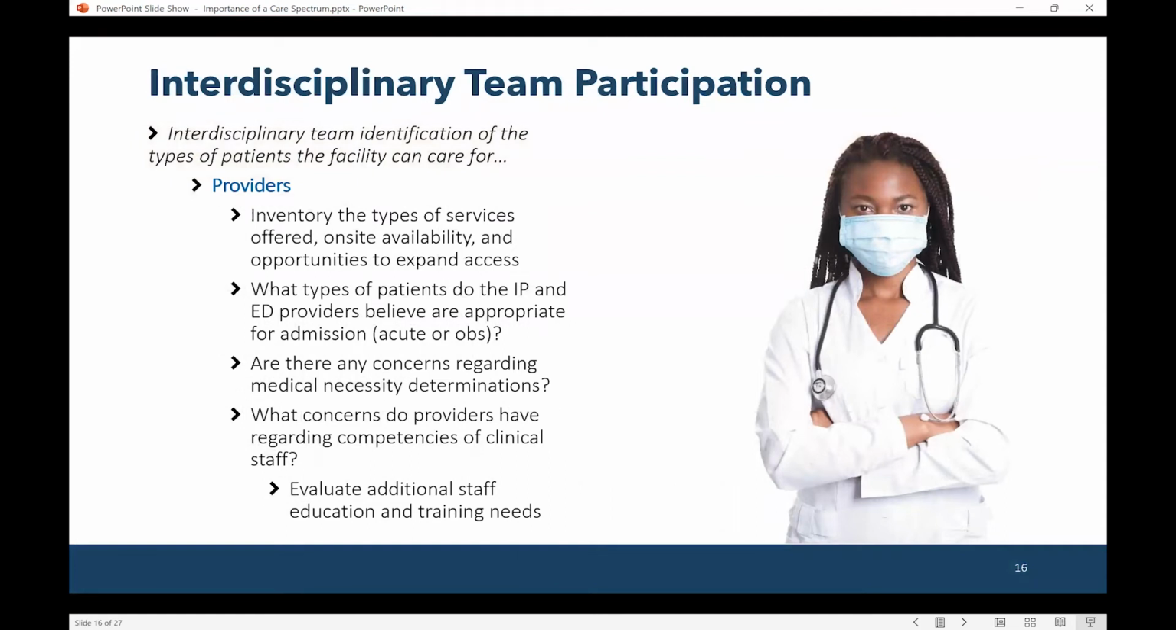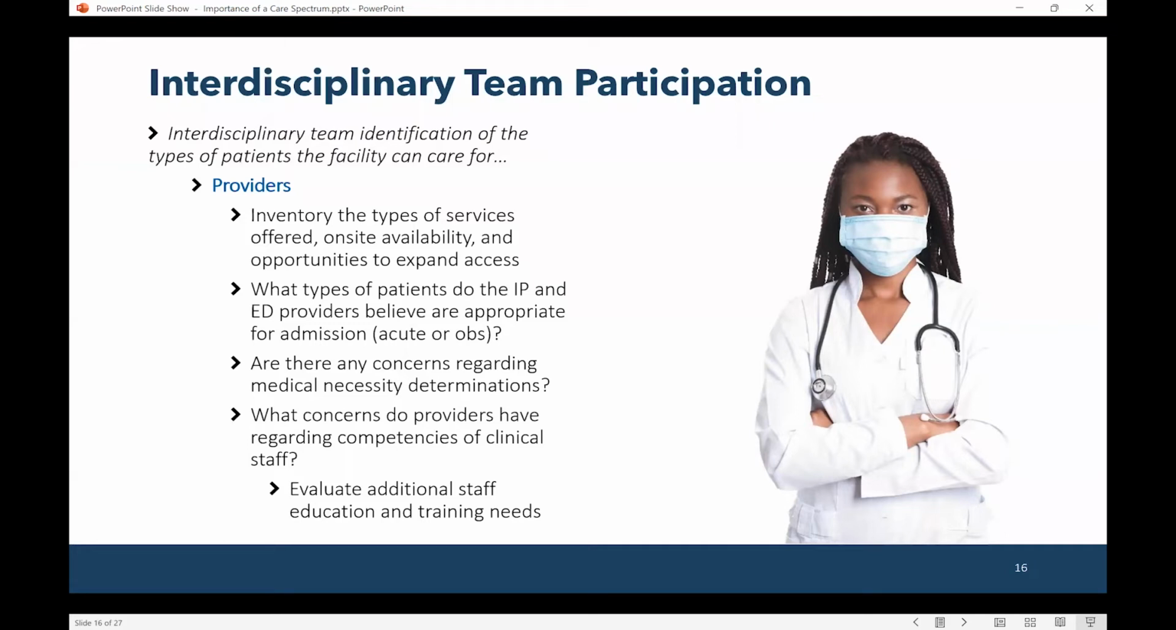So the providers are going to participate with us in this process to help inventory the type of services offered, what on-site availability we have, and whether we have opportunities to expand access. One of the hospitals that we worked with recently in upstate New York that went through the care spectrum process realized that they have access to stress testing for cardiology. They have a cardiology clinic next door to them, but they really had never had a good relationship, never tried to build that relationship.